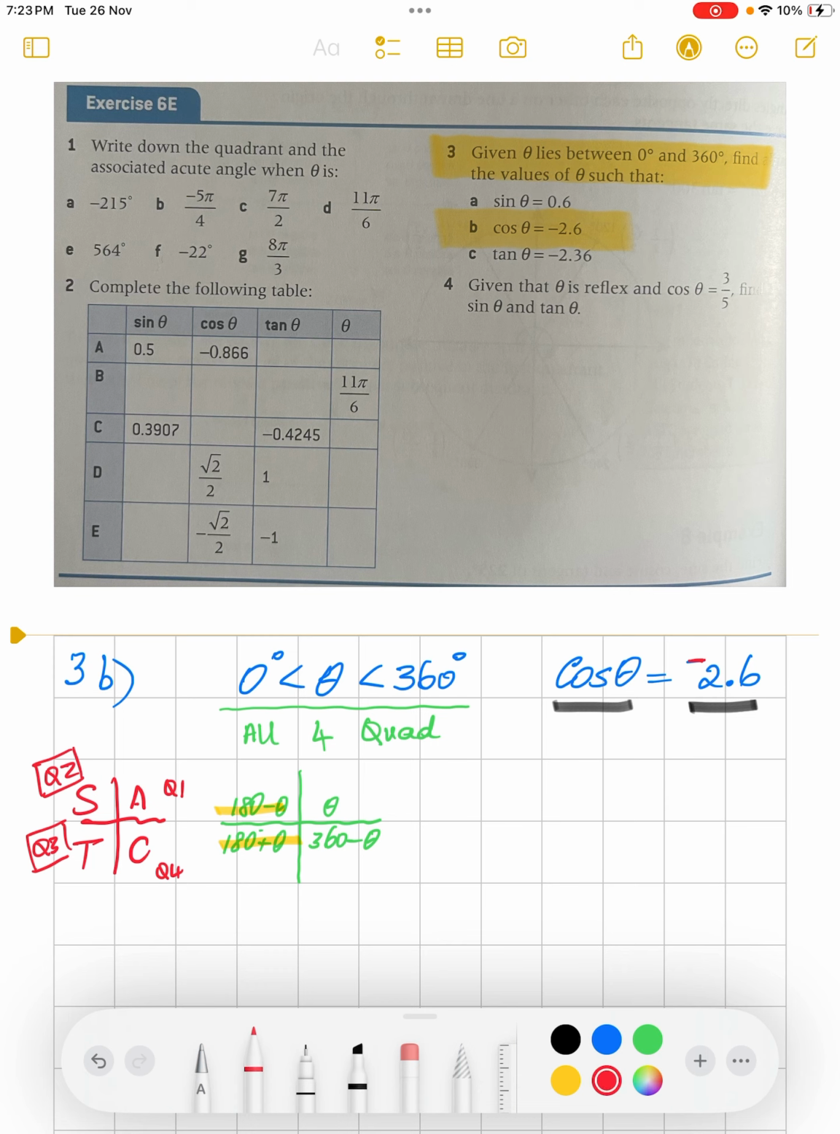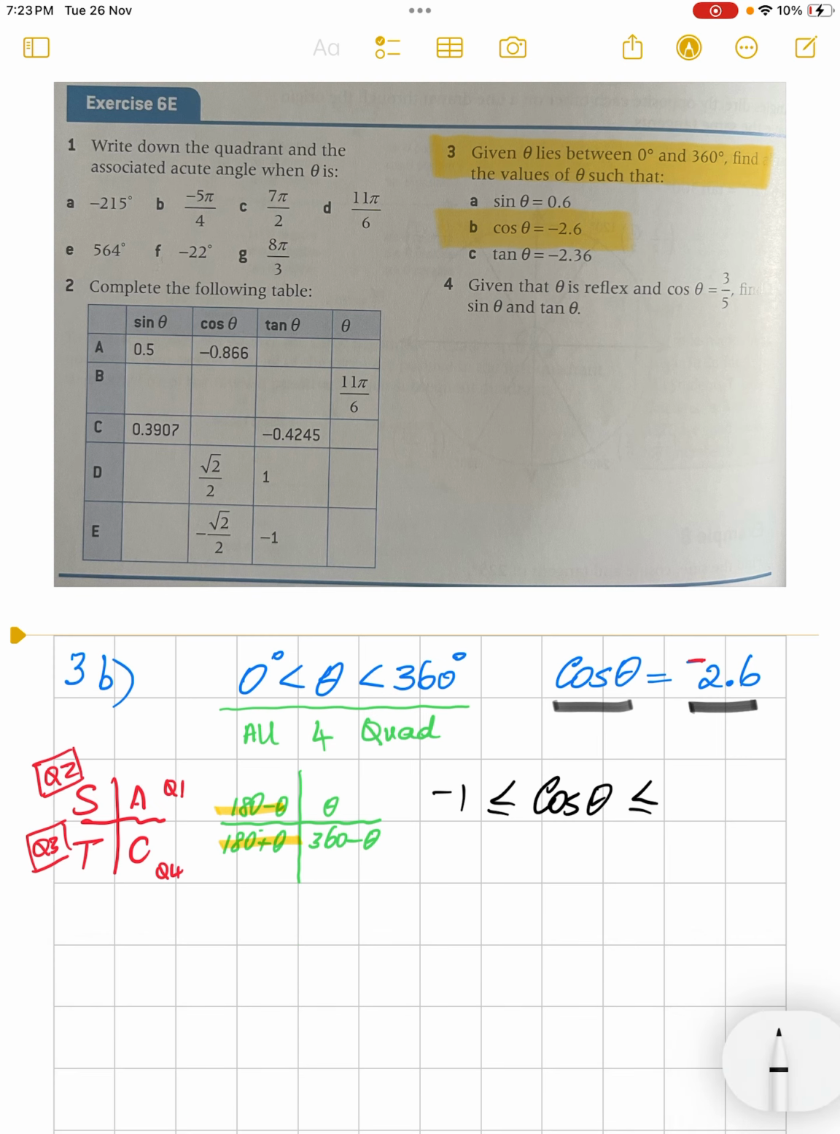Well, you may have spotted it, but cos theta is always between negative 1 and positive 1. The biggest value that cos could be is 1, and the smallest value that cos could be is negative 1. Another way of writing this is that the absolute value of cos theta is going to be somewhere between 0 and 1.